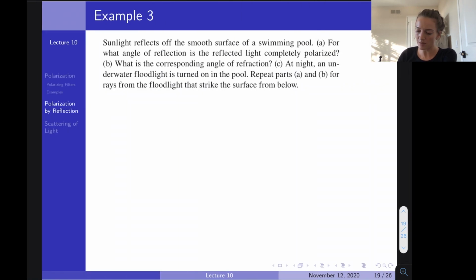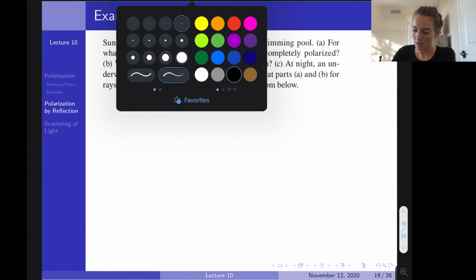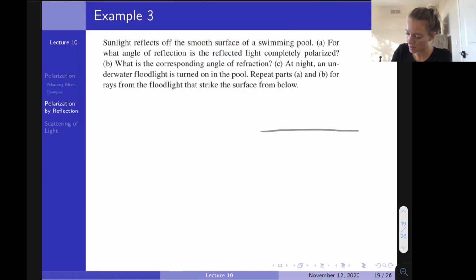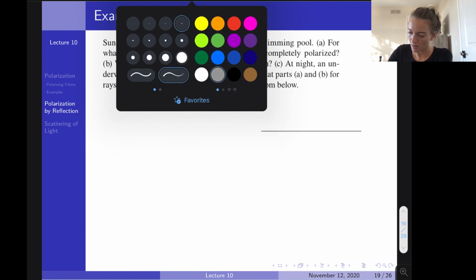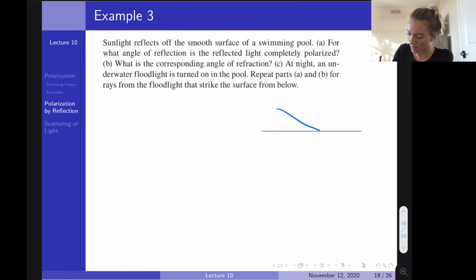So we have sunlight reflects off a smooth surface of a swimming pool. For what angle of reflection is the reflected light completely polarized? So again, when the reflected light is polarized, that means that it's incident at the Brewster angle, right? When it comes in at the Brewster angle, your reflected light is polarized. So basically, they're just asking here, what is the Brewster angle, or the polarization angle? So let me just draw a little picture here. So this is the surface of our swimming pool. We have the ray coming in like this, and we want to know for what angle is it completely polarized.